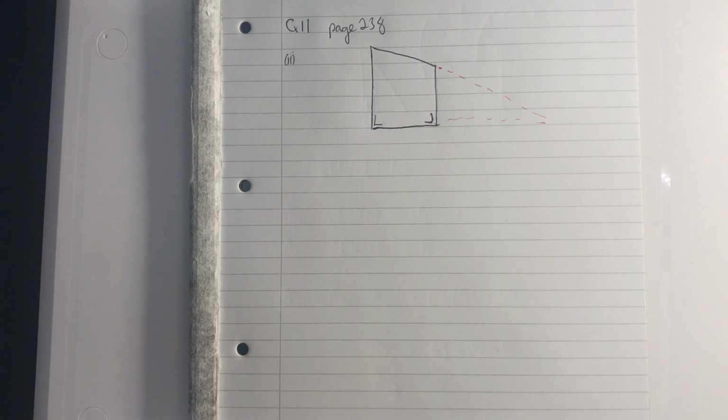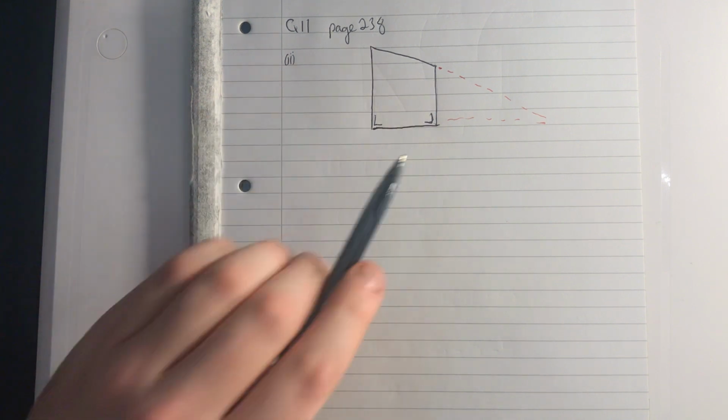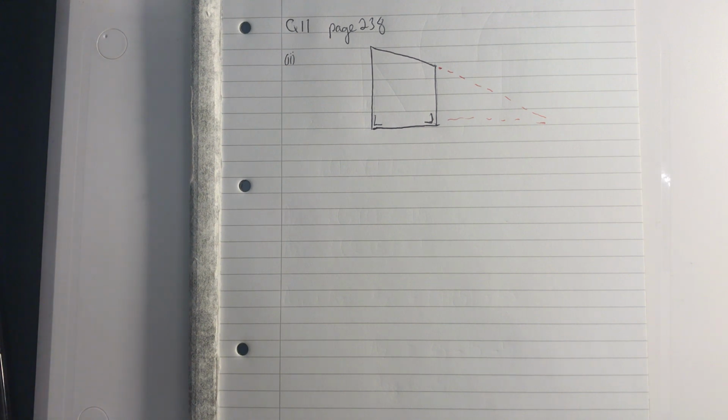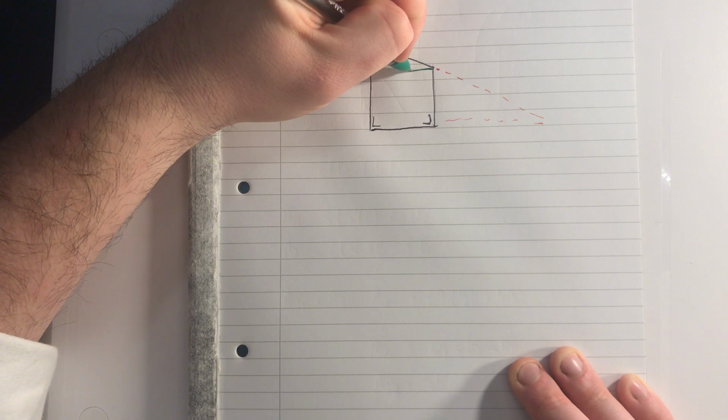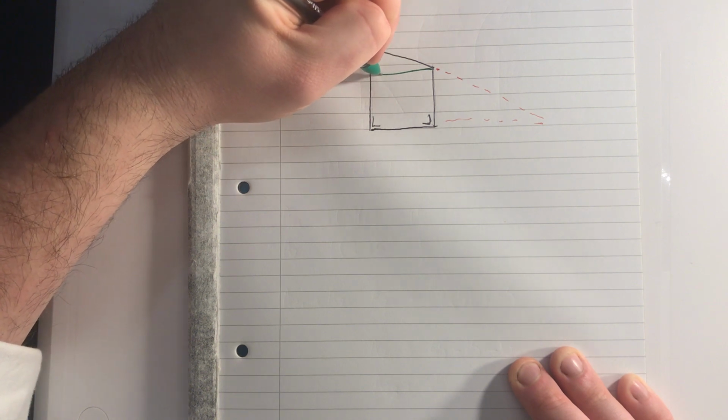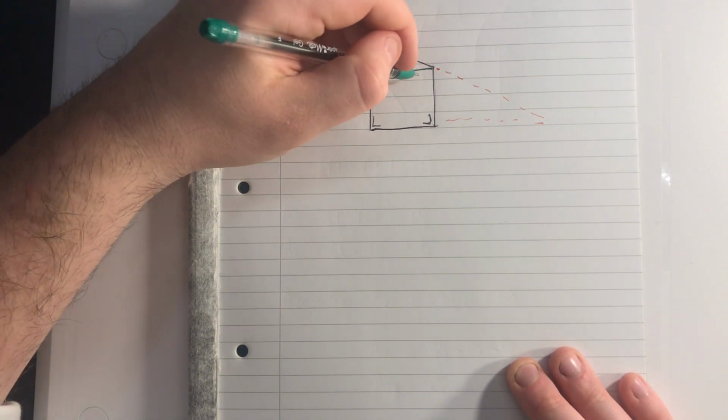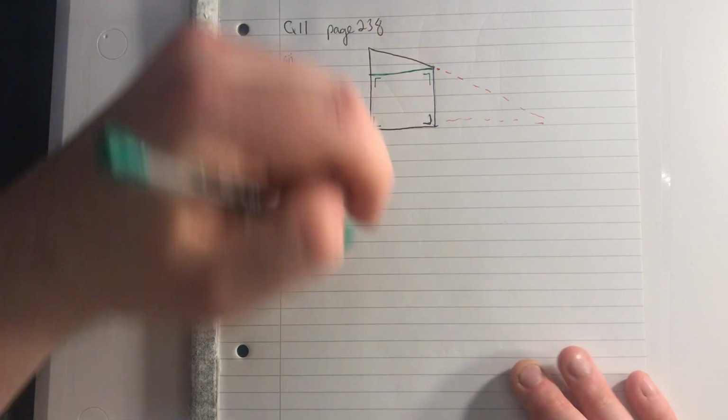So, when we're faced with this type of question, I break it down to shapes that I know how to find the area of. So I don't know how to find the area of a trapezium. So what I do is, I break it into a triangle and a rectangle.